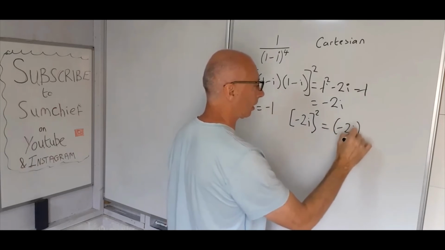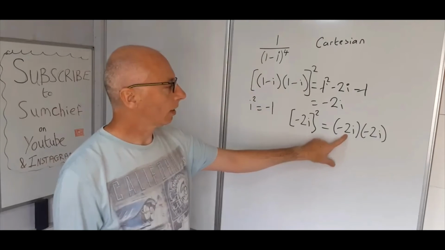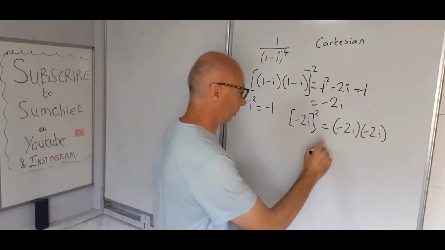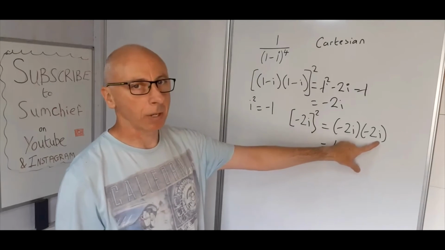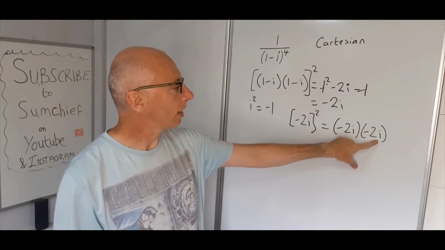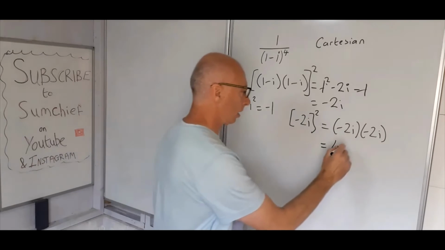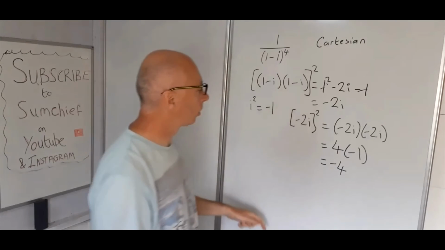Minus 2i, minus 2i. Okay, minus 2 times minus 2 we know is 4. Two minuses is a plus. And again here we have to be a little bit careful. The i squared is minus 1. That's this identity here that we know. So basically this equals minus 4.